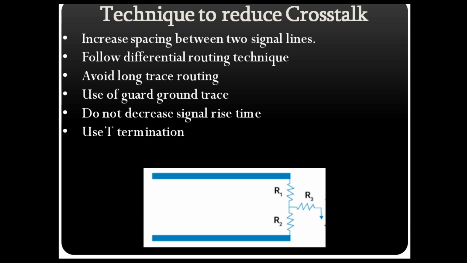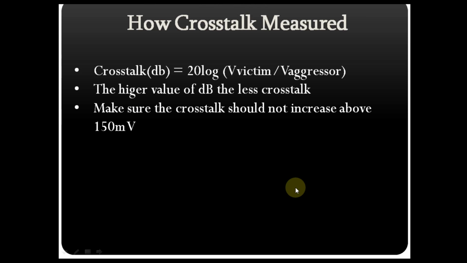Now the next question is what techniques reduce crosstalk. That means, how will you reduce crosstalk? The first technique is to increase the spacing between two signal lines. Follow differential routing techniques. Avoid long trace routing. Use a ground guard trace. Don't decrease signal rise time, and use a T termination. You can see this is T termination.